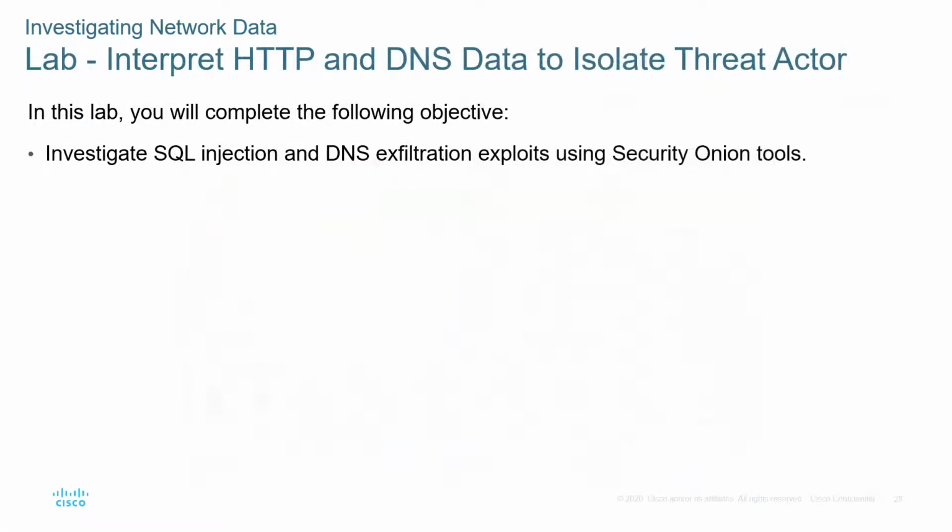We'll skip the video. That should be there in your section. This is going to help you interpret the HTTP data and DNS data to isolate a threat actor. So you're going to investigate a SQL injection as it's going on, that DNS exfiltration, and then exploits using those Security Onion tools.